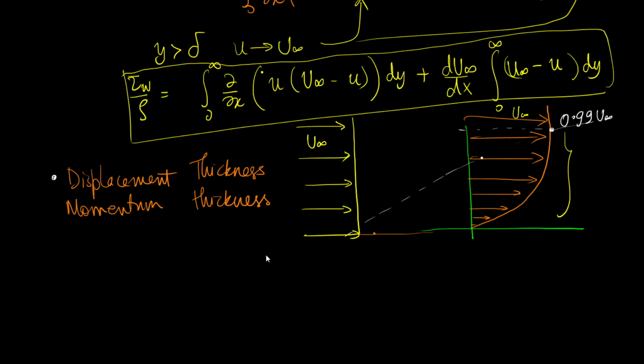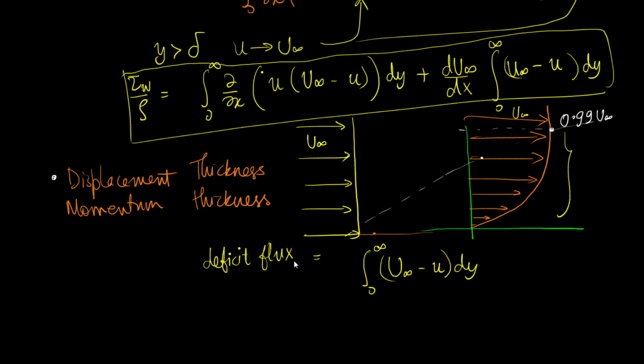So what is the deficit of the volume flux? So the deficit of the flux is equal to integral 0 to infinity of u infinity minus u dy. Okay, so this is the deficit in the flux.